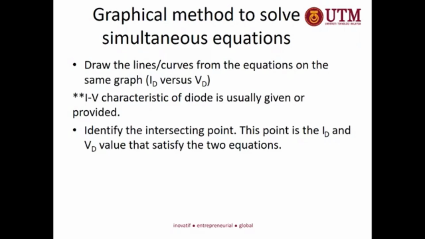Usually the second equation, the IV characteristic of the diode, is given or provided. Next, when you have a line and a curve, you need to identify the intersecting point. The intersecting point is the point where the values satisfy both equations. So this is the solution of the simultaneous equations.